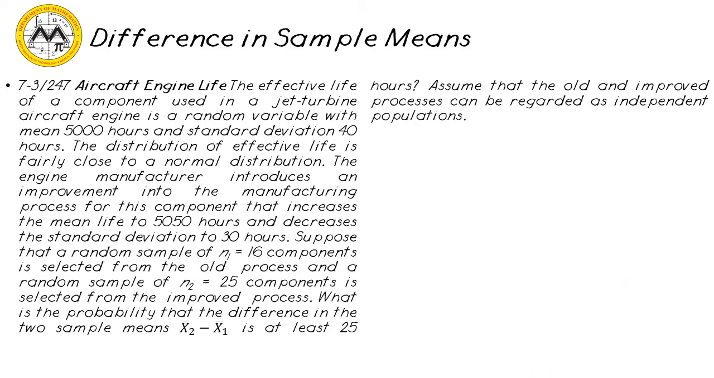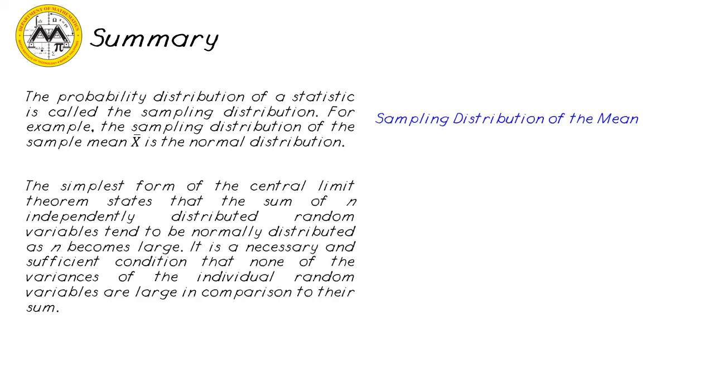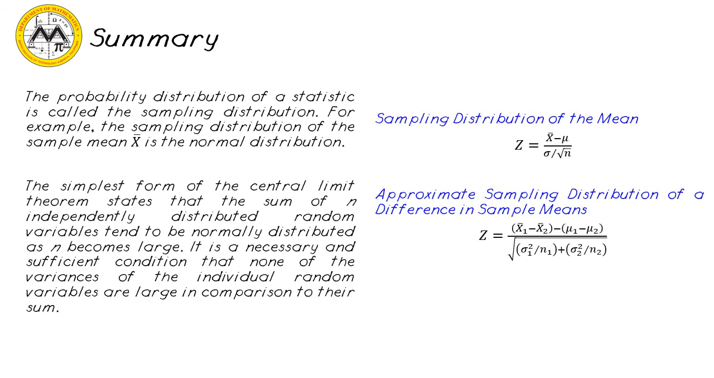So you may consider answering this problem. For the sampling distribution of the mean, instead of z is equal to x minus mu over sigma, we will now have z is equal to x bar minus mu over sigma divided by square root of n for a single sample, and for two samples, x1 bar minus x2 bar minus mu1 minus mu2 over the square root of sigma sub 1 squared over n1 plus sigma sub 2 squared over n2.